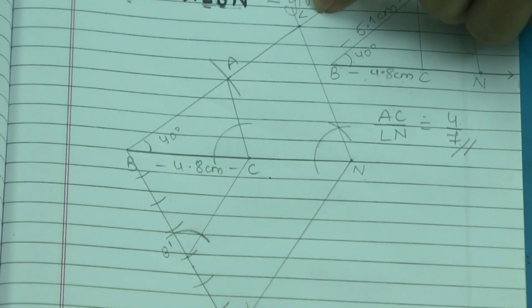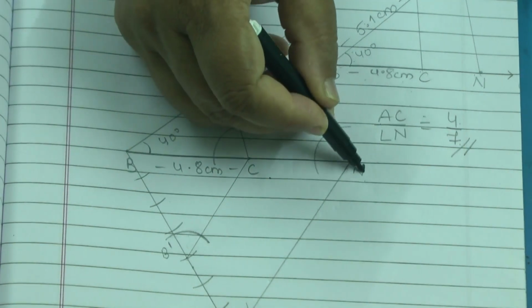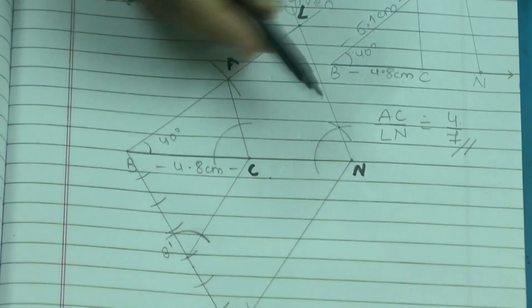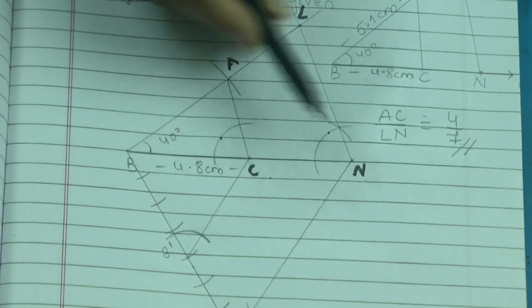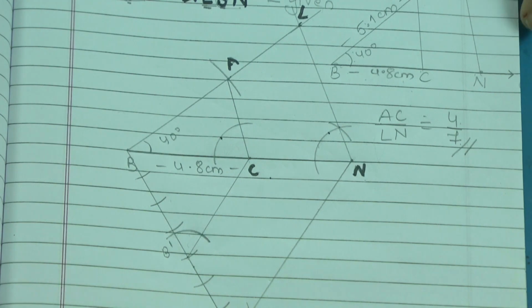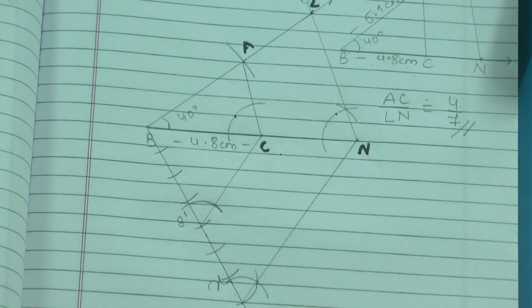L point, sorry, L point. This is L, this is N, and this is A, this is C. Now this angle is equal to this angle because line NL is parallel to line AC. This is the required triangle. This is the required triangle when the ratios are given and two sides and one angle are given, then we can construct the similar triangle.